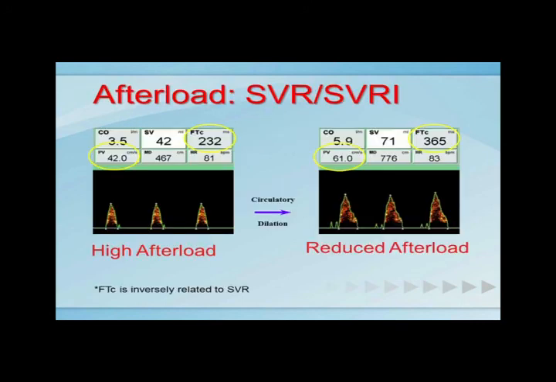Flow time corrected is inversely related to systemic vascular resistance. In a high afterload state, you may see a low flow time corrected, and conversely, in a reduced afterload state, you may see a high flow time corrected.